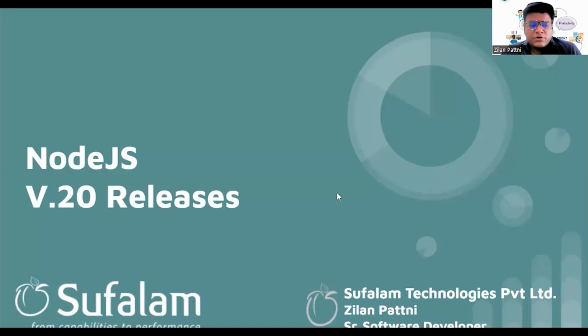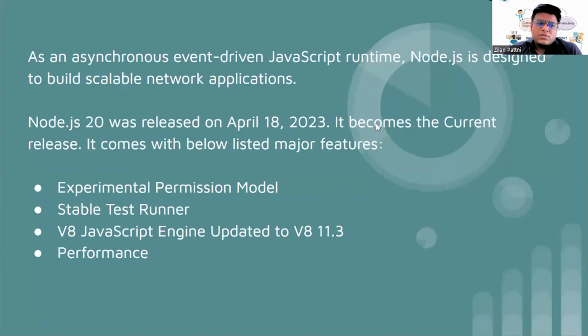Today we are here to discuss the new features released in Node.js version 20. As you know, Node.js is an asynchronous event-driven JavaScript runtime designed to build scalable network applications. The recent release, Node.js version 20, was released on 18th April 2023 and it became the current release. Here you can see the major features released in the latest version, Node.js version 20. So let's discuss the releases one by one.